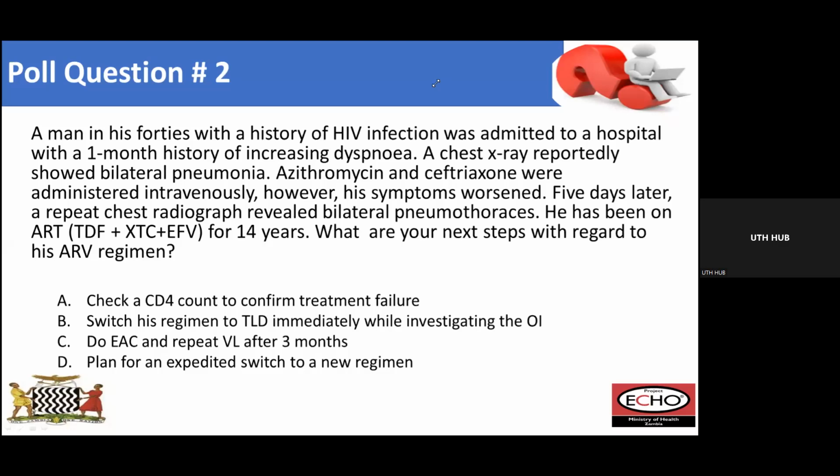So dear network, please go ahead and take your pick. Which one is your next step here? So it's a 40-year-old man on treatment for 14 years on TLE, and 5 days later, he's given a history of pneumothorax on chest X-ray, and a 1-month history of increasing dyspnea. What are your next steps?